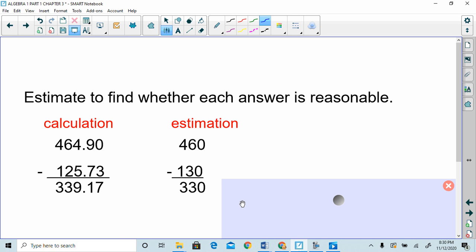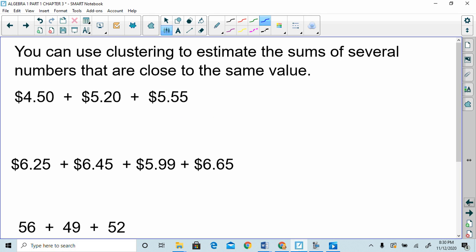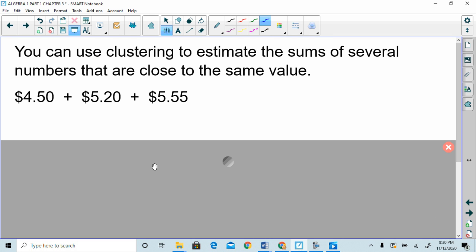So there's more than one way besides rounding to estimate, and another one is called clustering. When we're clustering, it's a way to estimate when there are several numbers that are very close in value to each other. So let's take a look at some of these. When I look at $4.50 plus $5.20 plus $5.55, they're all approximately equal to or close to $5. And I see that I have 1, 2, 3 of them, so this sum is approximately equal to $15.